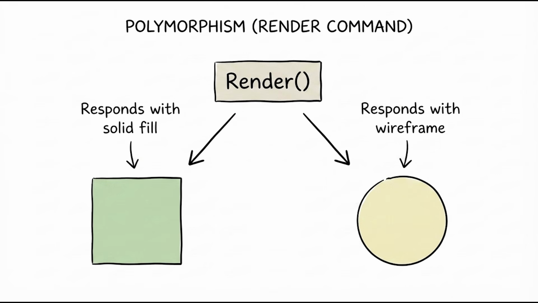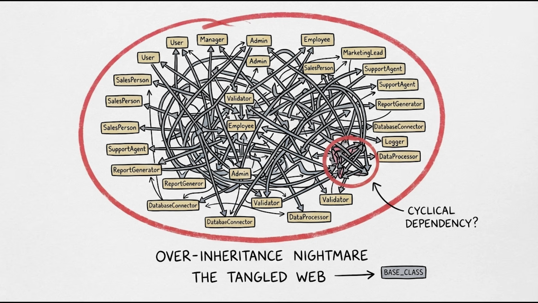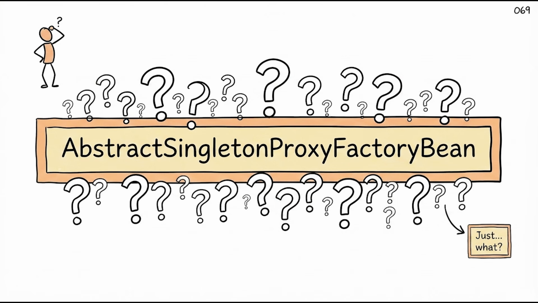Choose OOP for large applications, game dev, and enterprise software. It scales well for teams because objects create natural boundaries. The biggest myth is that everything should be an object. Overusing inheritance creates tangled webs worse than the spaghetti code OOP was supposed to fix. If you've ever seen a class called Abstract Singleton Proxy Factory Bean, you've witnessed this problem firsthand.